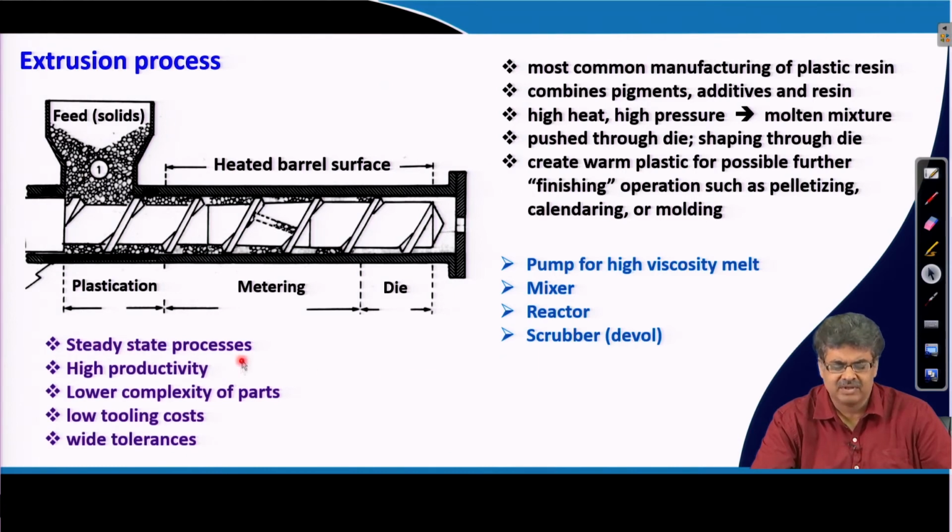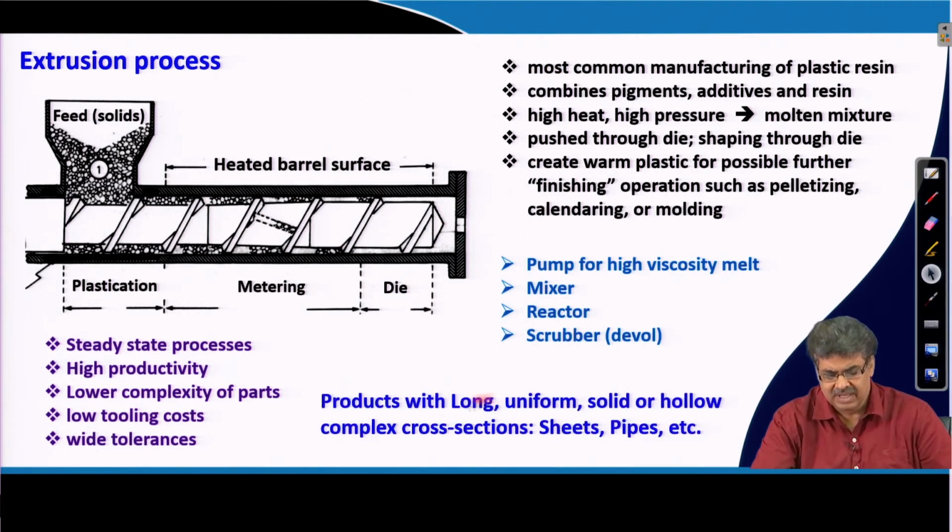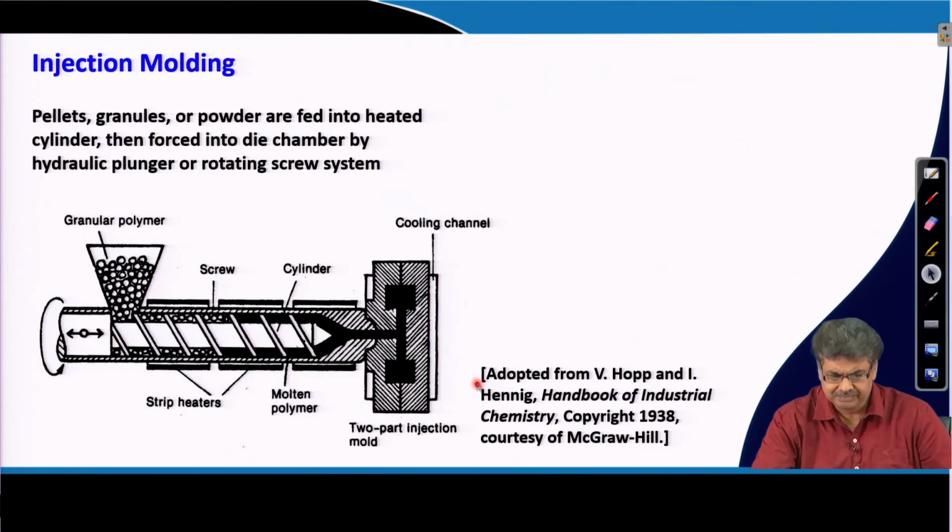So, it is a steady state process, with high productivity, lower complexity of the parts which we can generate, low tooling cost and wide tolerances. That is the reason it is a very popular, the most common manufacturing process for plastic resin. And as I said, products with long uniform solid or hollow complex cross sections like sheets, pipes etc., can be prepared by this extrusion process itself.